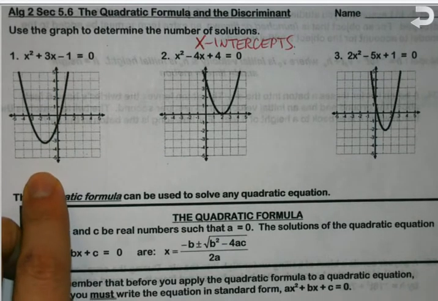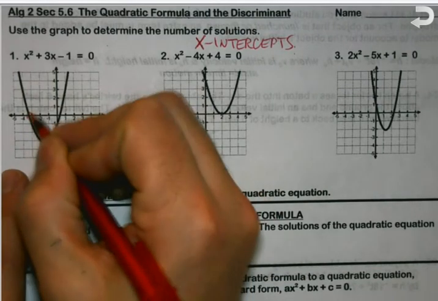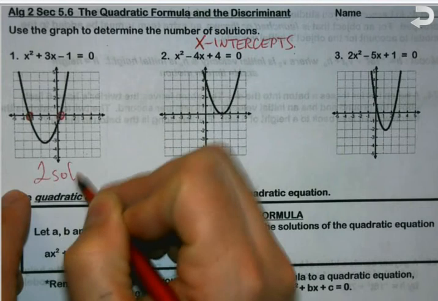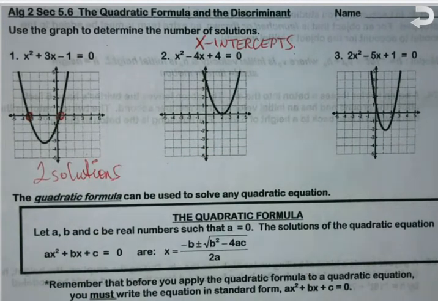So for number 1, for example, how many times does that graph cross the x-axis? 2. Right here, right here. So I have 2 solutions. Now again, it doesn't tell me what they are. We're going to use something else for that. But I can visually look at that and see. What about the second one?